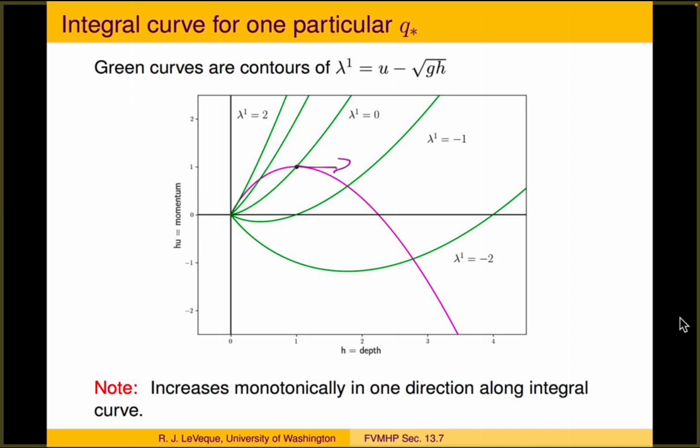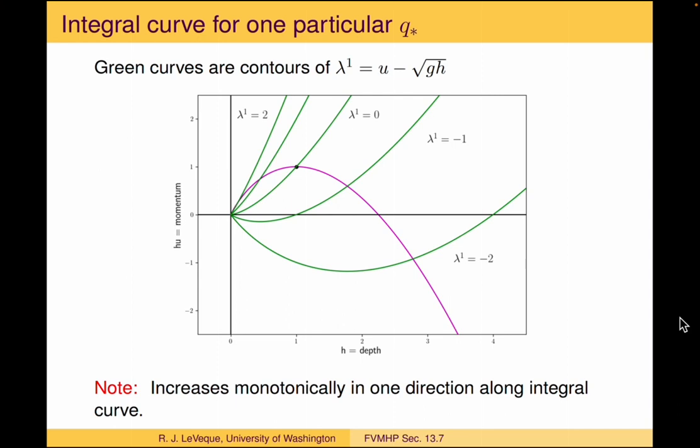And what we see here is that as we move along this curve, the eigenvalue is monotonically decreasing in this case. Lambda 1 starts out at 2 along this curve, it's 0 here, it's -1, -2, and as we go along this curve, wherever we start and stop, if we keep moving in the same direction, lambda is monotonically decreasing.